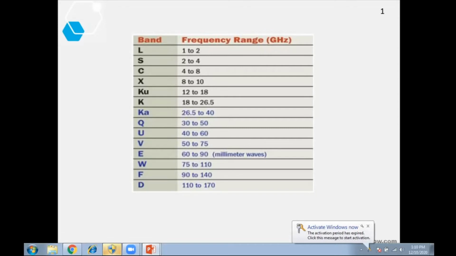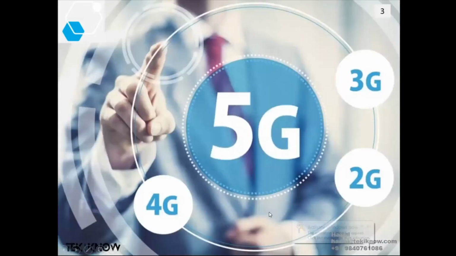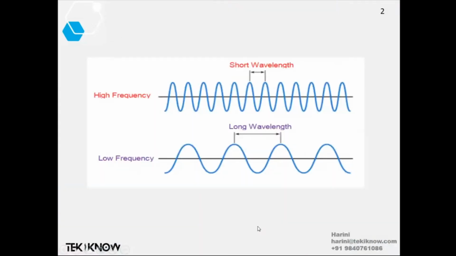How many of you know the frequency range for a microwave? Microwave frequency ranges from 3 to 300 gigahertz. But here you can see up to D only. Yeah, that is about frequency. You can see here is a higher frequency, and this is a lower frequency.